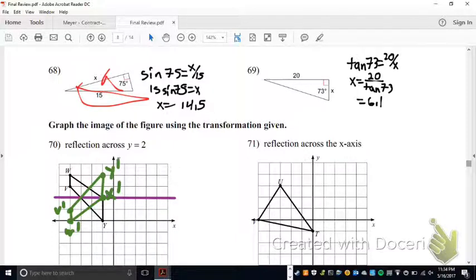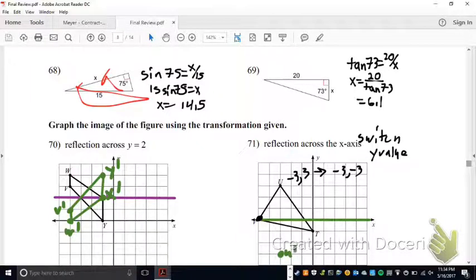When we reflect across the x-axis, same idea. What we do is we actually just change the y value. What I mean by that is we switch it from positive to negative or negative to positive. So here U is negative 3, 3. If we're going to switch the y value, it's going to go from negative 3, positive 3 to negative 3, negative 3. See how I just switched the value of the y?